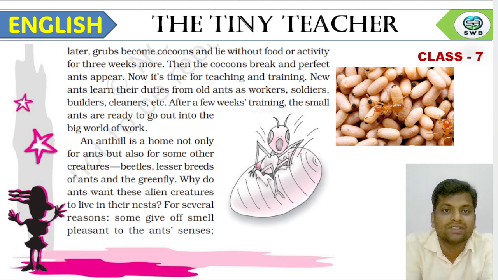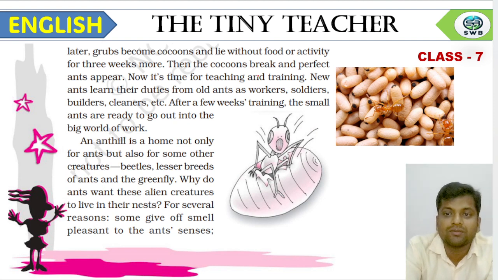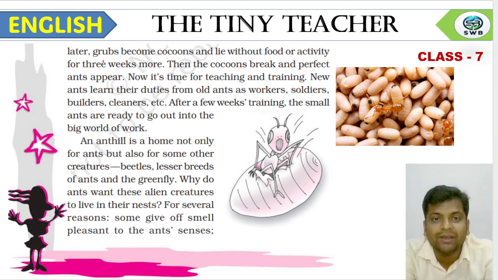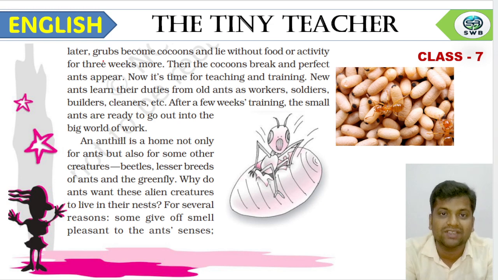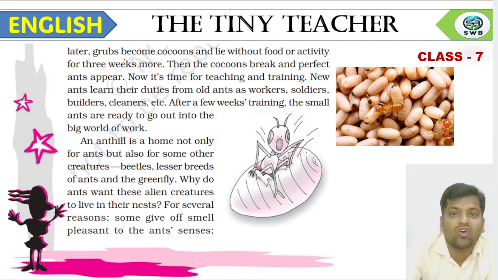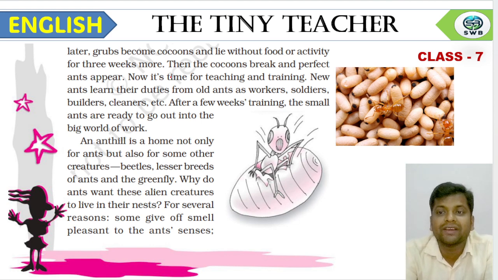And two or three weeks later, the grubs become cocoons. Here is the picture of cocoons. Here you can also find some cocoons. The grub gets a white covering that becomes the cocoon, a little bit stronger, you can say. The grubs become cocoons and lie without food or activity for three weeks more. So these cocoons lie there without eating anything or doing anything for about three weeks. Try to remember it.